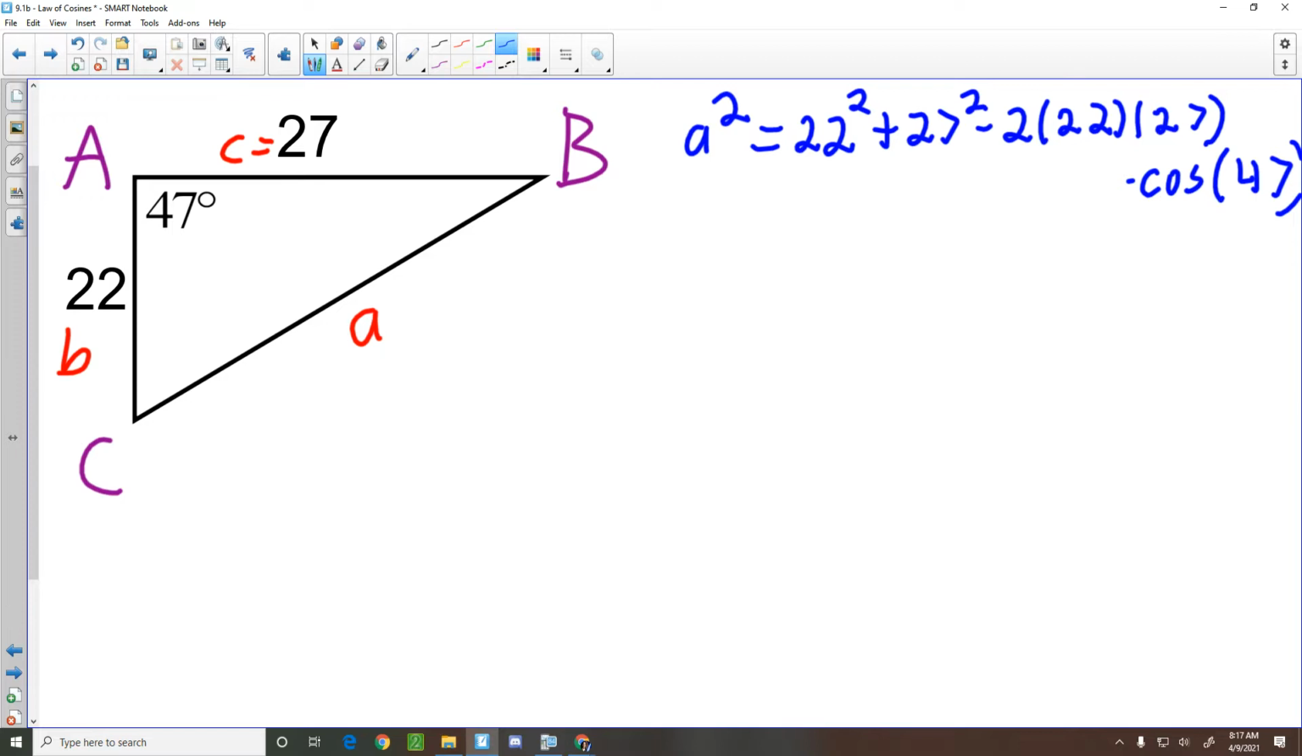So from what I saw, most of you had this first line written correctly. A squared equals, then the rest of it you had values. Make sure you're using that 47. That's an angle. So that should be for the capital A, not for the lowercase a. That's what we're solving for.